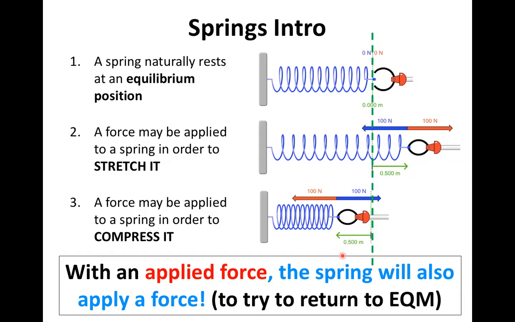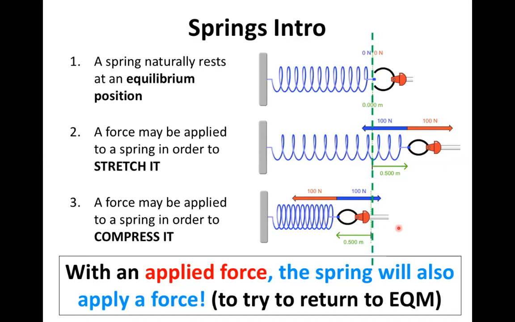Okay, so the red arrows represent the applied forces. So here we have no applied force, a force to the right or a force to the left. The green arrows represent the displacement of the end of the spring as compared to the equilibrium. The blue arrows represent the spring force. So when we stretch the spring, it applies a force to want to restore back to equilibrium. Same thing when we compress, there is a spring force outwards to try and bring the end of the spring back to equilibrium.